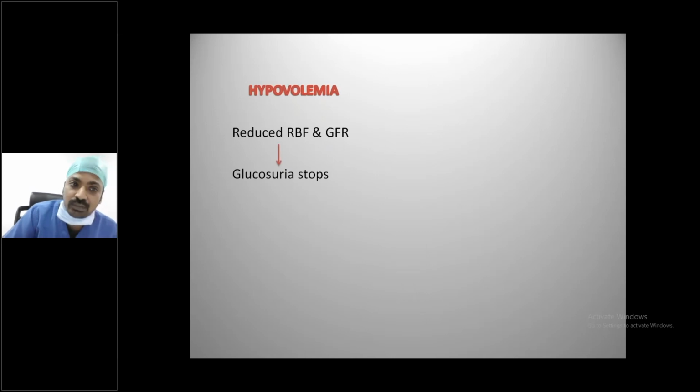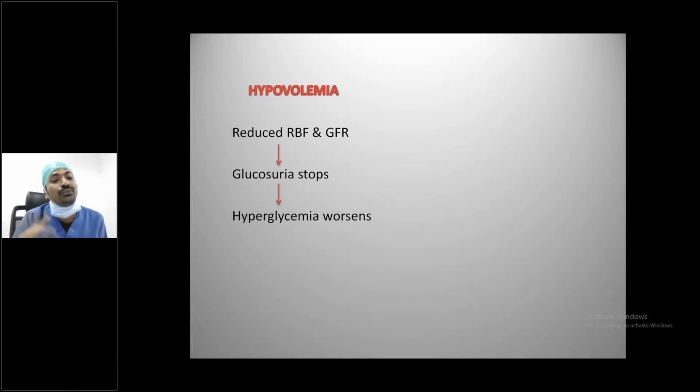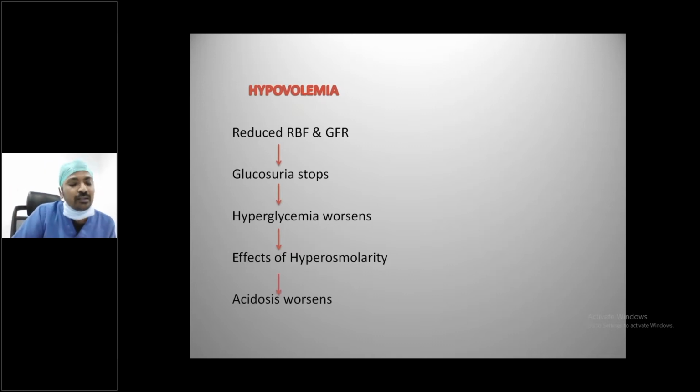So this fluid loss will result in hypovolemia. Because of hypovolemia, renal blood flow and GFR are reduced. So obviously no glucose is being excreted in the urine, and this results in further elevation of blood glucose. So hyperglycemia worsens, and you see all the effects of hyperosmolality because of elevated glucose in the blood, and because of intravascular volume depletion, acidosis will worsen.